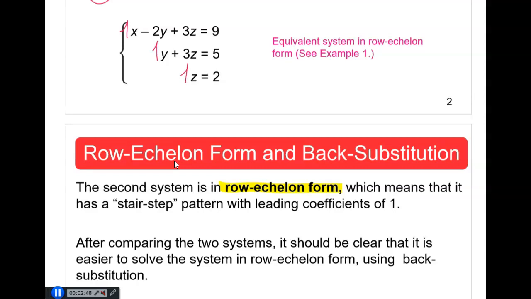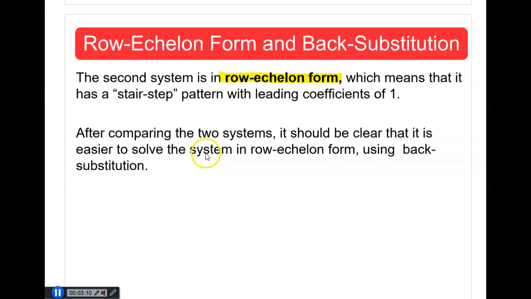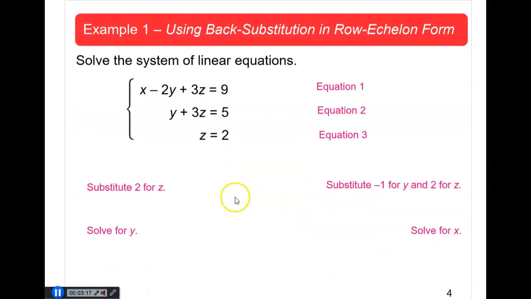You can see that here there is no x, so we say it's 0x for the third equation, and then also 0y for the third equation. So not only do we have the ones in a step pattern, but we also have zeros below the ones. That is actually pretty useful, because from there what we could do is use back substitution to solve the system of equations. And so that's what we're going to do in example 1.